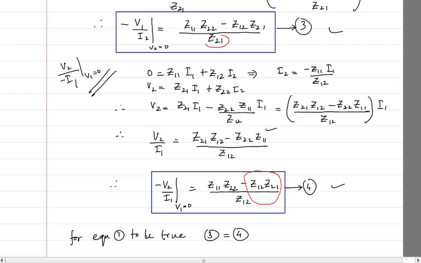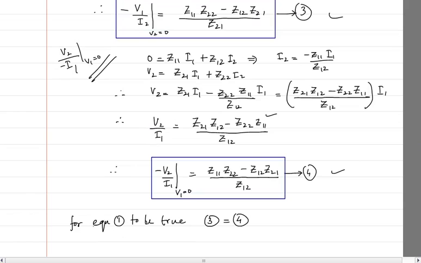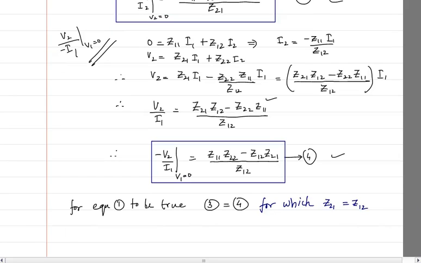Now look at the denominator. In the denominator, z21 is there, and here z12 is there. Two different quantities, isn't it? Therefore, if you want 3 and 4 to be equal, the required condition is, for equation 1 to be true, 3 equal to 4, for which z21 should be equal to z12. Therefore, the condition finally says that for reciprocity, or for a circuit to be reciprocal, z21 should be equal to z12.